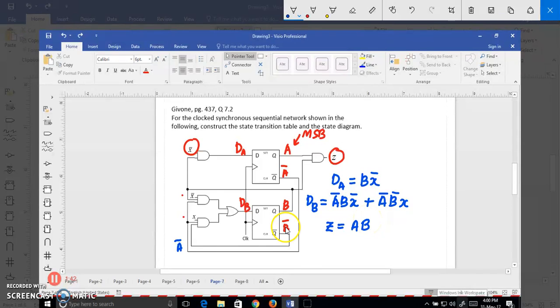From these expressions, we can tell that the system is a Moore machine, because the output Z is not a function of the inputs. As can be seen here, the input X does not appear in the expression. So this is a Moore machine, in which the output depends solely on the present state.